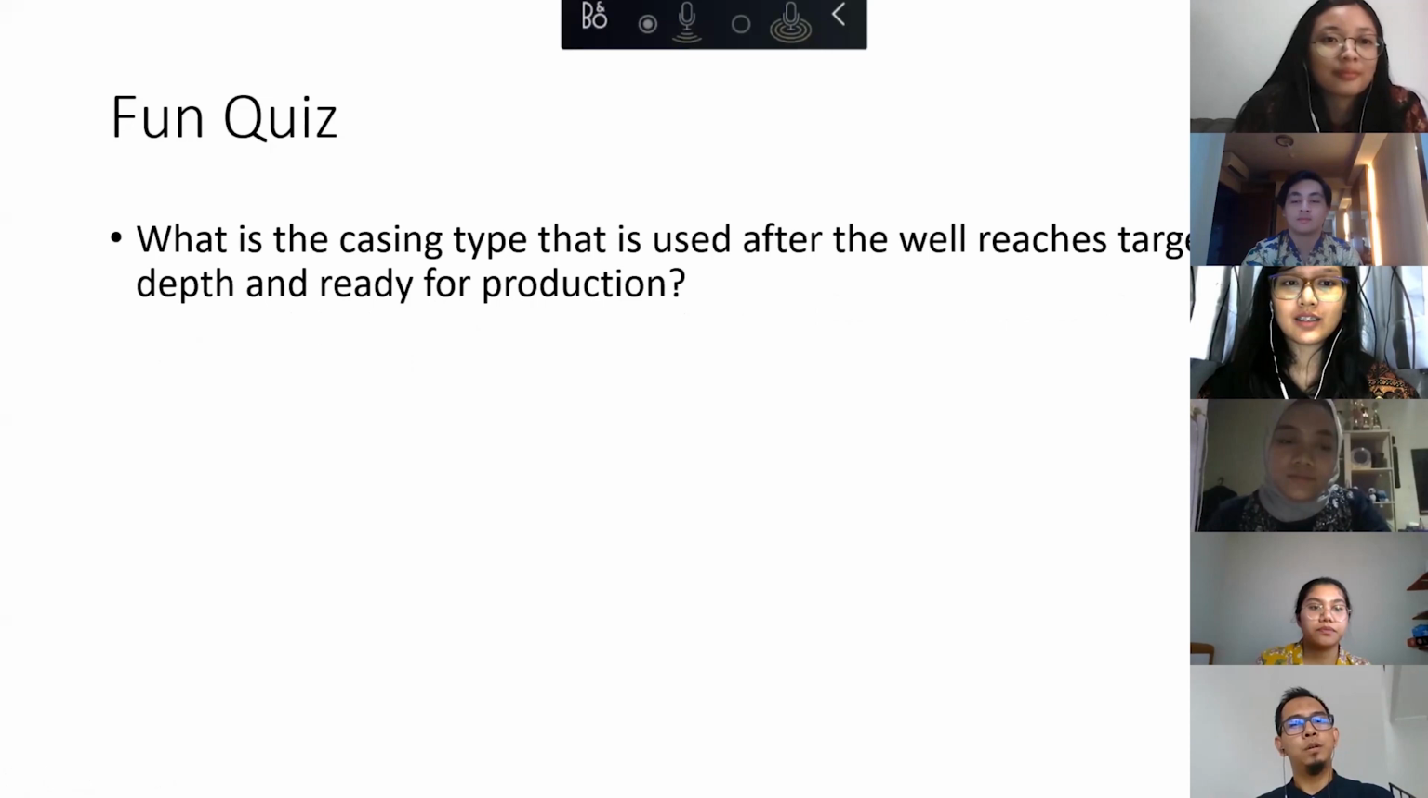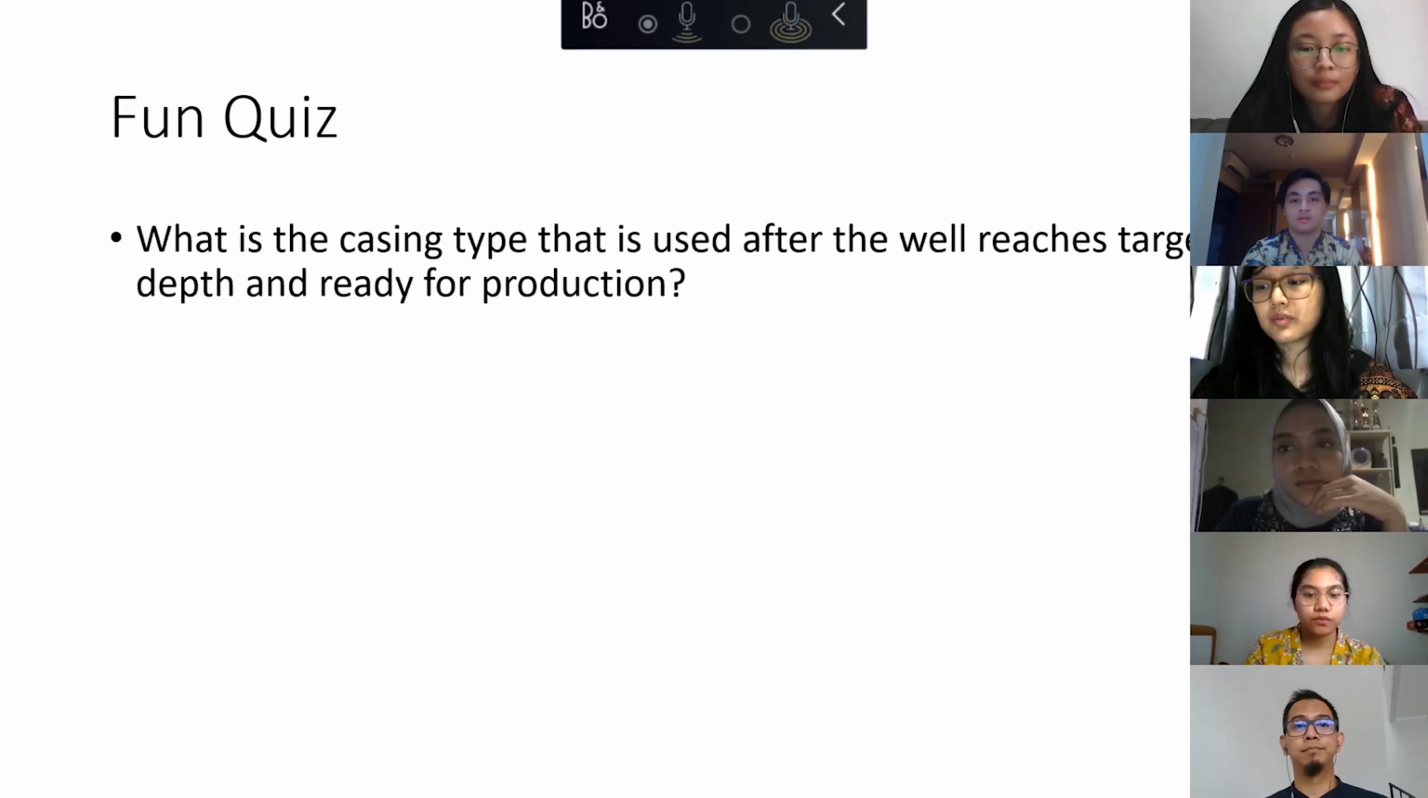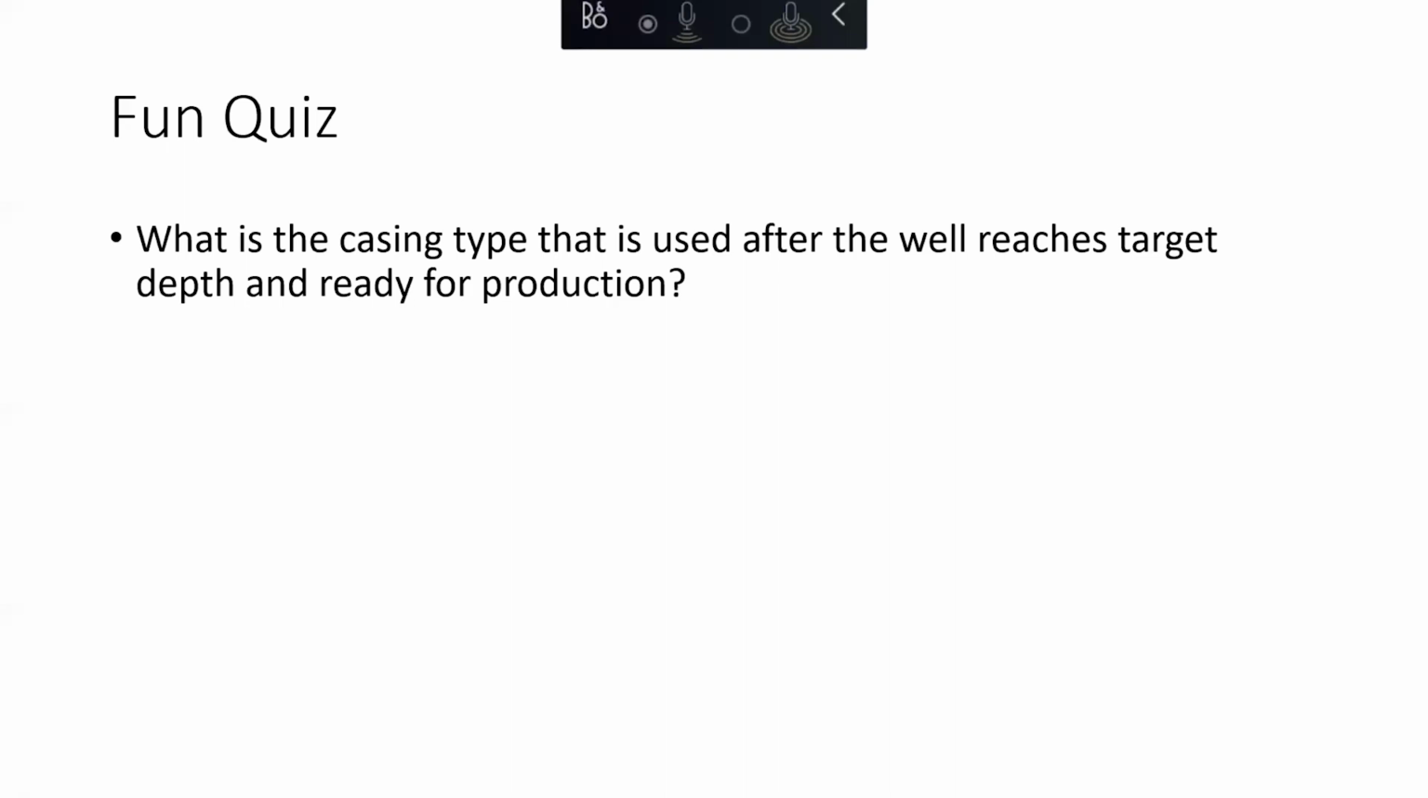So who can answer this? What is the casing type that is used after the well reaches target depth and is ready for production? Anyone? If anyone wants to answer, just unmute and answer the question. Yeah, I think that would be a good idea, because if you are muted, then you cannot be heard.